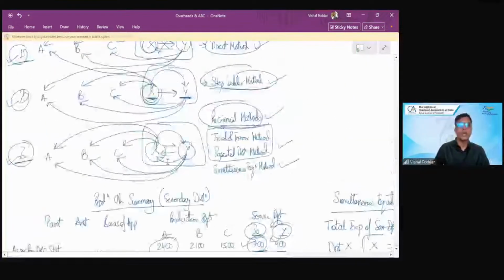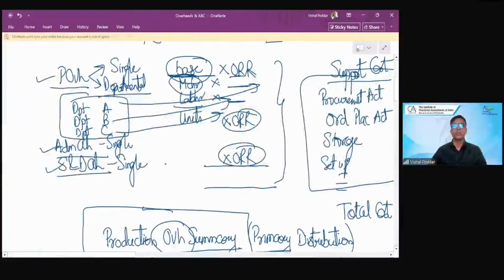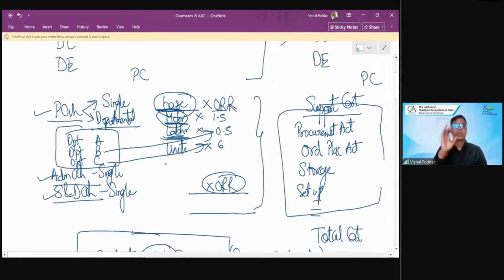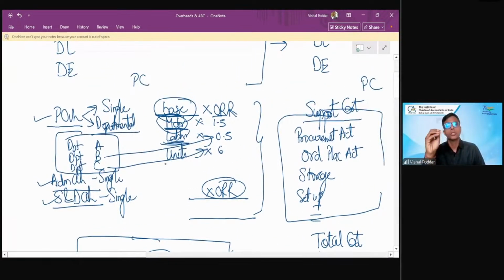And then when you have to prepare the cost sheet, now you will be using those rates here. So I will be multiplying the machine hours of this particular job by 1.5, I'll be multiplying the labor hours of this job by 0.5, and the units of this job by rupees 6. So by doing this, I will get the overheads which I have to charge to this job of each of the departments A, B, C. So this is how, under the traditional method, you charge the overheads.